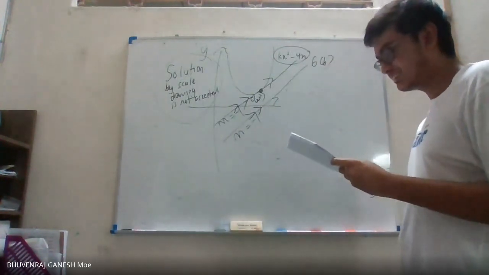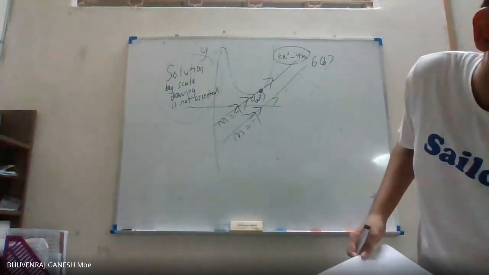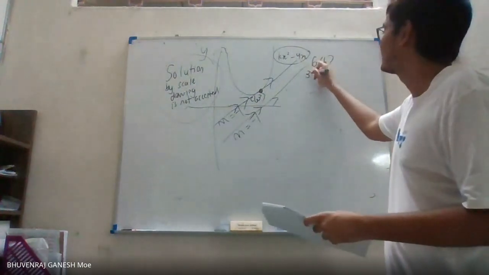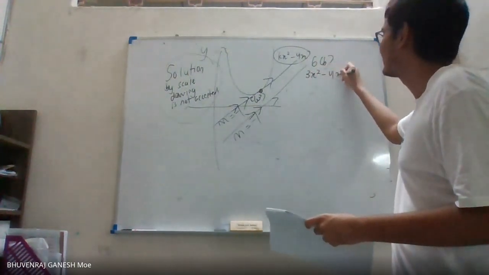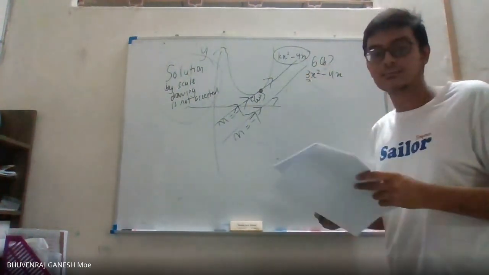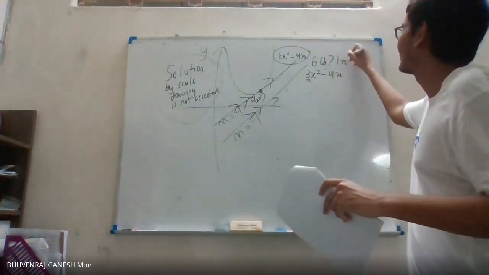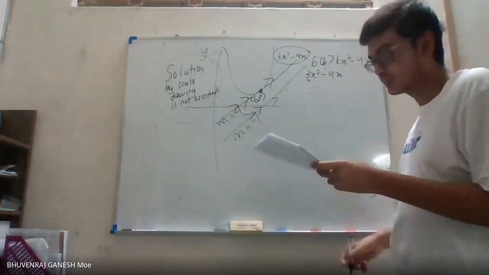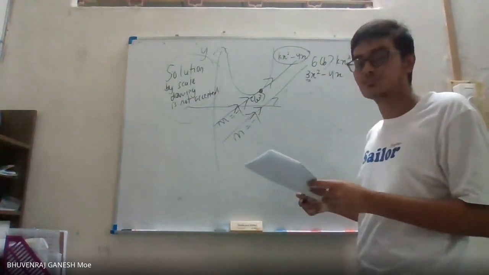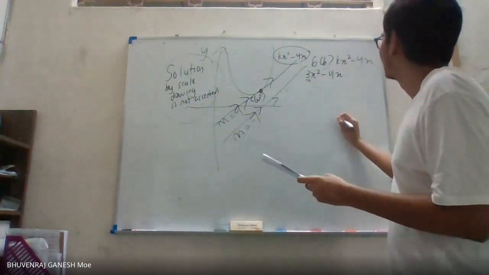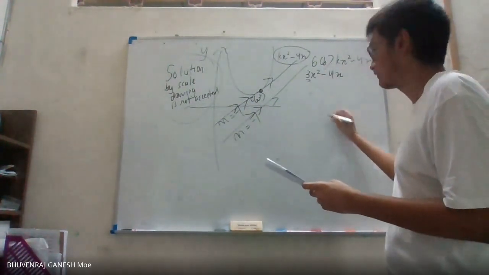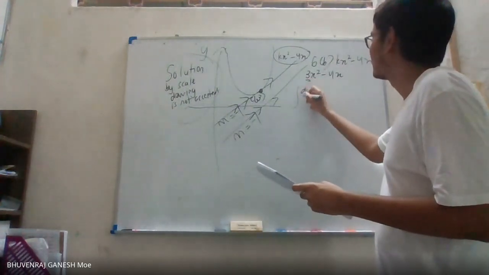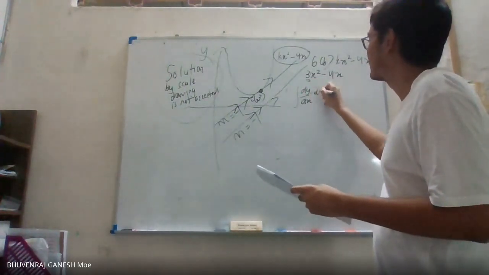So 6B, the equation is 3x squared minus 4x. So always remember when you get your k value, update your equation. Don't forget, don't use back the kx squared minus 4x, or you won't get the final answer. You will have 2 unknowns, k and c. So you will integrate. This equation is actually dy/dx, right?